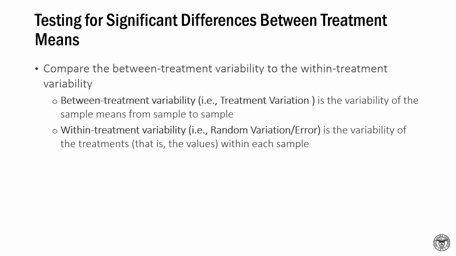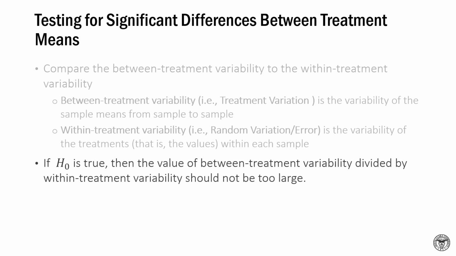The variability between treatments pertains to the fluctuation of sample means across different samples, whereas the variability within treatments refers to the fluctuation of values within each individual sample. If H0 is true, the ratio of between treatment variability to within treatment variability should not be considerably large.